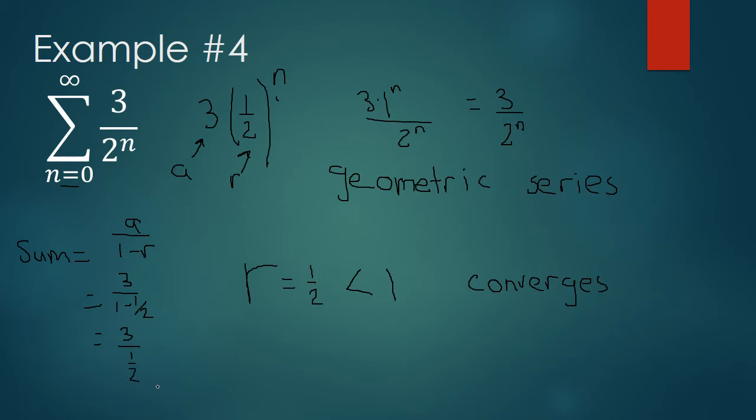And I'm going to keep the numerator, so that's going to be 3 times, I'm going to flip the denominator around, that'll be 2 divided by 1. So 3 times 2 divided by 1 is 6. So this series converges with a sum of 6. And there's my answer.